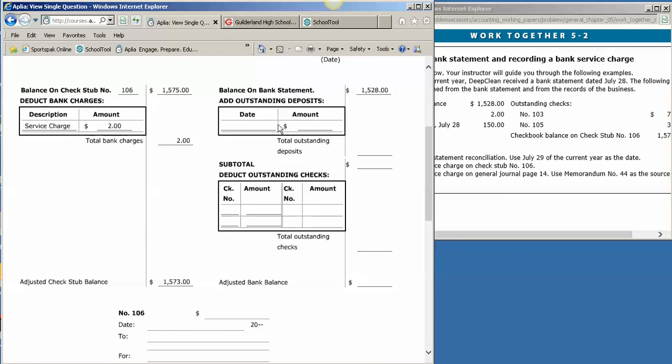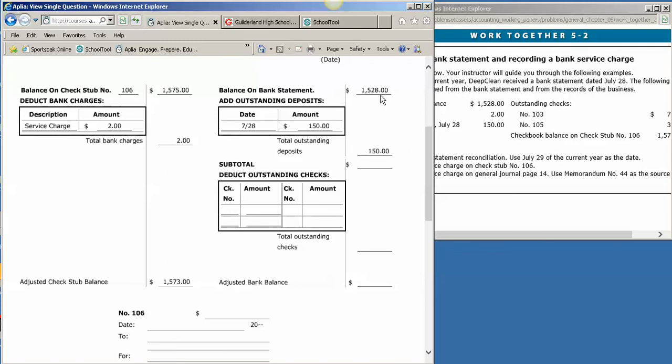We use $1,528, and then we add any outstanding deposits. You're really just pretty much following the information that's right on the reconciliation form. We see that the date of that deposit was July 28th, and the dollar amount was $150. If there were more deposits, we would put that on there as well. So the total of our deposits is $150.